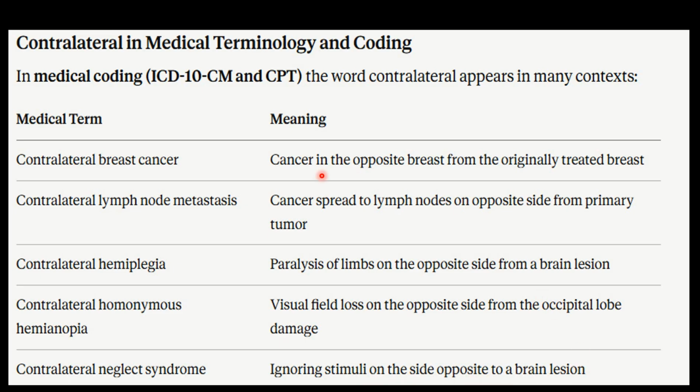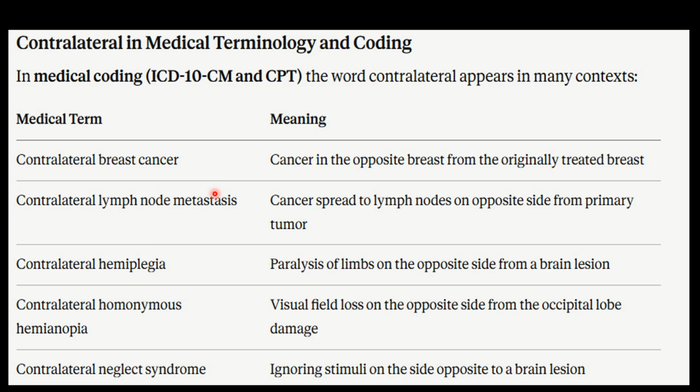Now if you compare all these examples, you will find only one common thing, that is contralateral. So wherever we are utilizing the word contralateral, that means we are talking about the opposite side. Okay. And in the last session we talked about the ipsilateral, which was explaining the same side, right? But here we are talking about the contralateral.